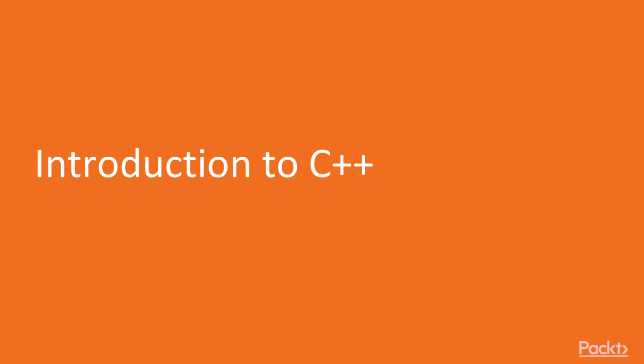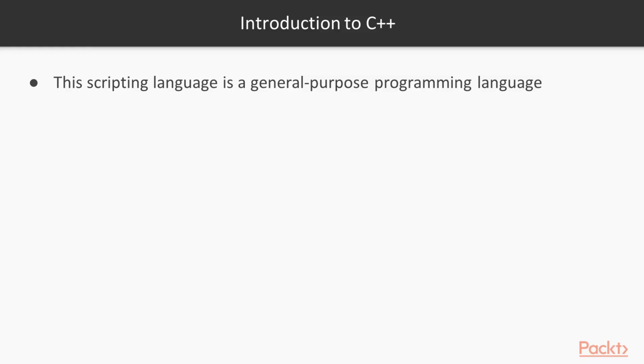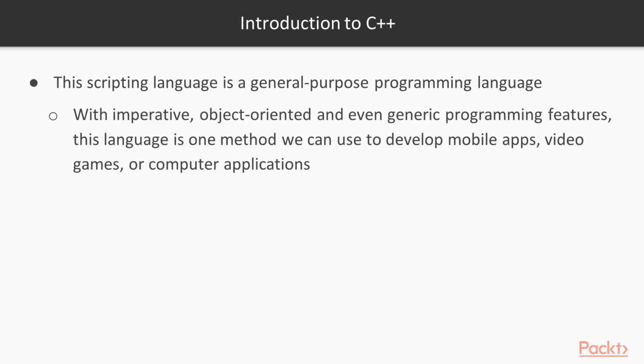Introduction to C++. C++ is a general-purpose programming language with imperative, object-oriented, and even generic programming features. This language is one method we can use to develop mobile apps, video games, or even computer-based applications. C++ can also be integrated with servers for e-commerce, web searching, and even SQL Server querying.